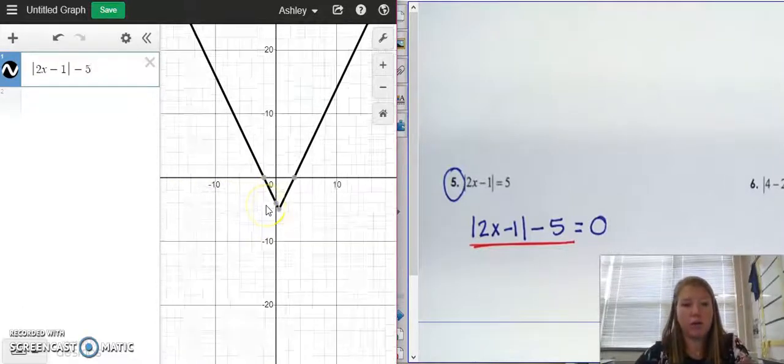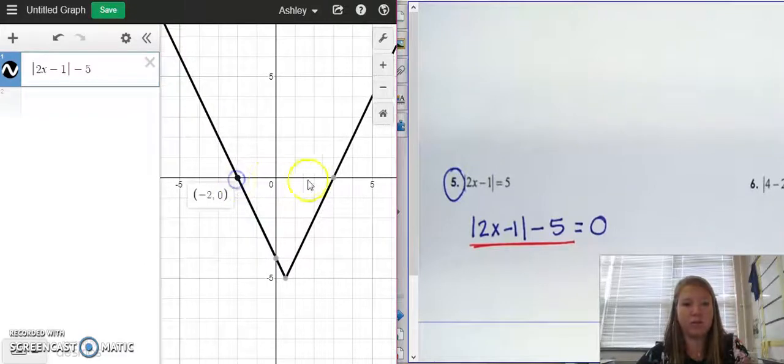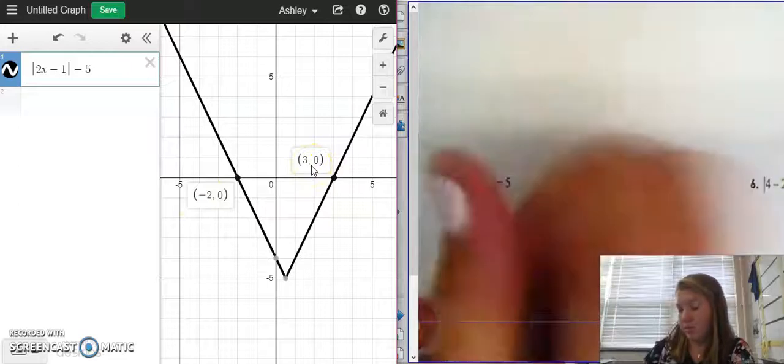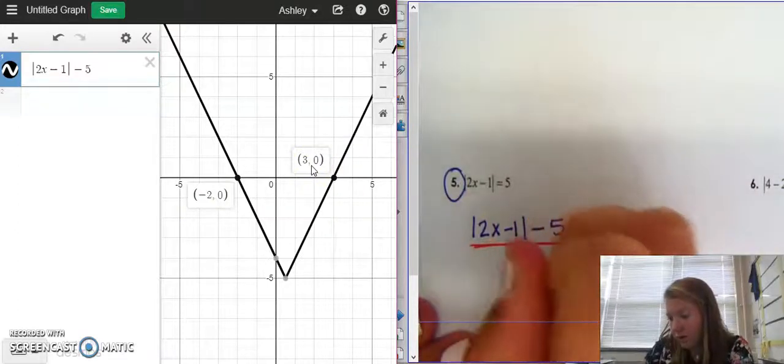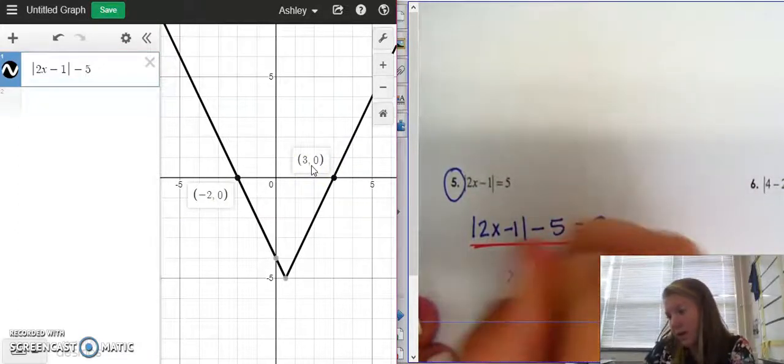Again, if you look here, you can zoom in and see that we have 2 solutions. The y-axis does not matter. Our solutions are coming from where we cross the x-axis, so where y is 0. And of course you can see in these 2 ordered pairs y is 0. So my answers are negative 2 and 3. So x equals negative 2, x equals 3.